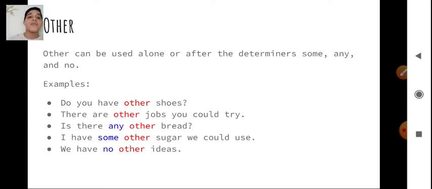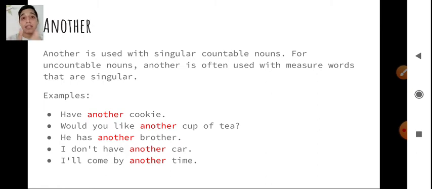Okay, guys? So other, another, and the other are just to make the difference between two things. It's like trying to add something else. Now let's take a look at another. In this case, guys, it says that another is used with singular countable nouns. For uncountable nouns, another is often used with measure words that are singular. For example, let's take a look at the samples. Hey, have another cookie. Take another one. Hey, you already have one cookie. You can have one more. Okay, this is the meaning.